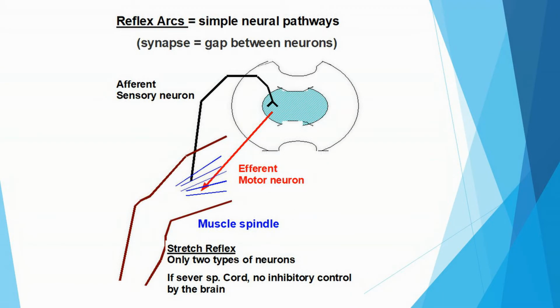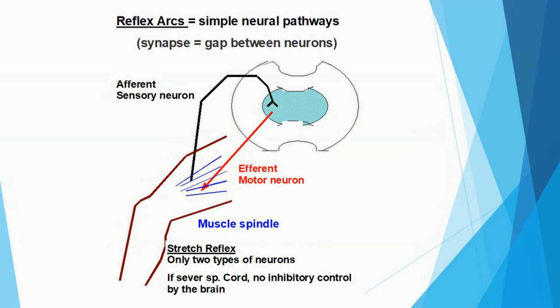Here's a diagram of what happens during that stretch reflex. Once again, you're looking at a cross-section of the spinal cord. In the center is a butterfly-shaped kind of gray tissue surrounded by white tissue. I've also drawn another body part, and it is intended to be a leg with muscles in the thigh showing there. If someone is tapped on the knee, just below the kneecap, then the leg kicks. This is a stretch reflex. And there are only two types of neurons involved here. One is a sensory neuron and the other is a motor neuron.